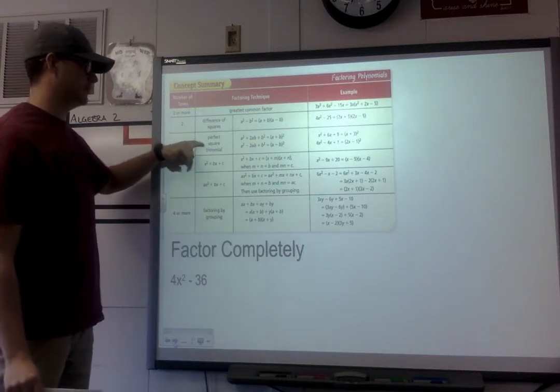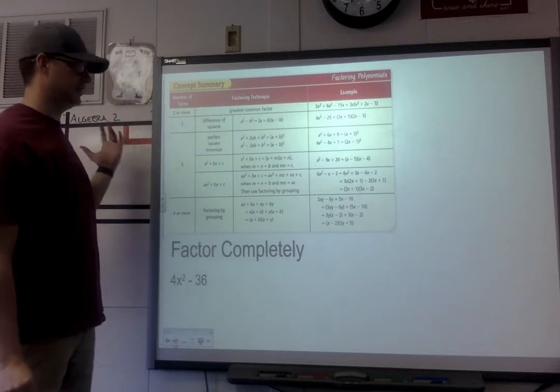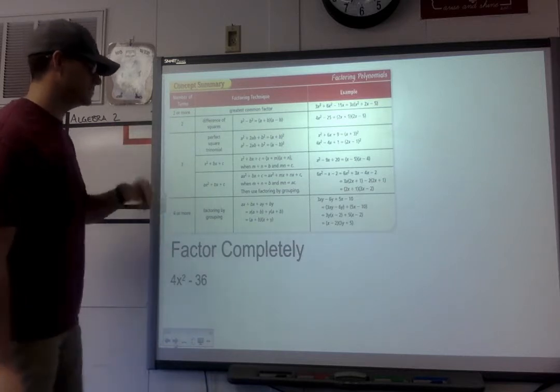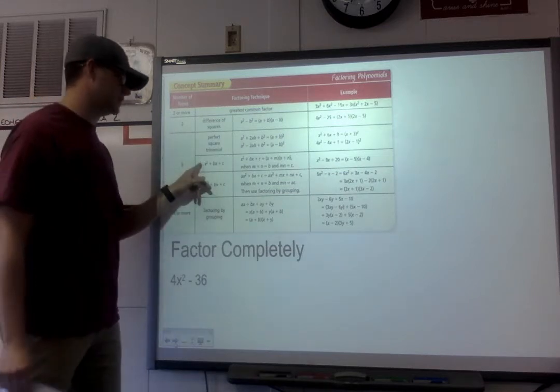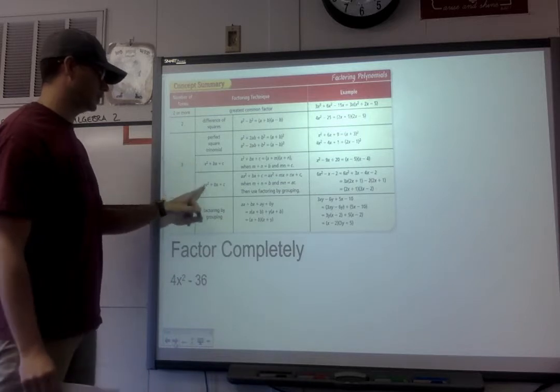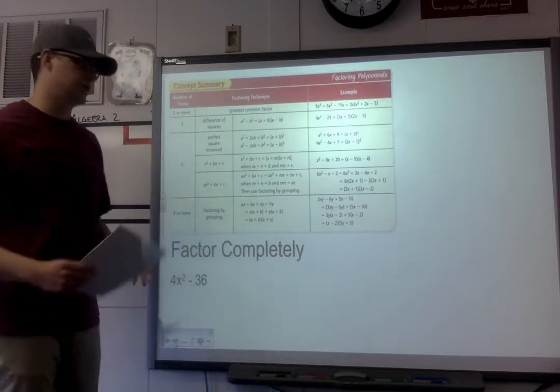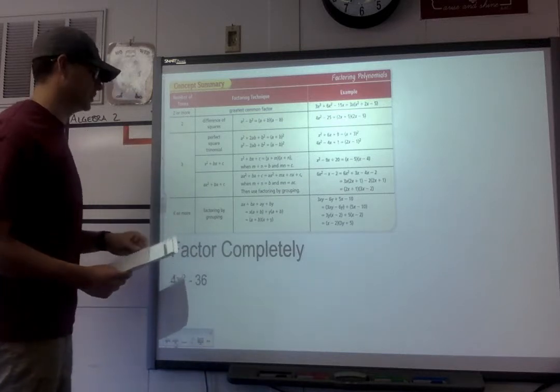You always want to check first, is it a perfect square trinomial? If it is, you can do what we did on that last slide. If it isn't, then it's going to be one of two methods depending on if it has a leading coefficient of 1 or a leading coefficient of something other than 1. And that's what we did a few lessons ago.